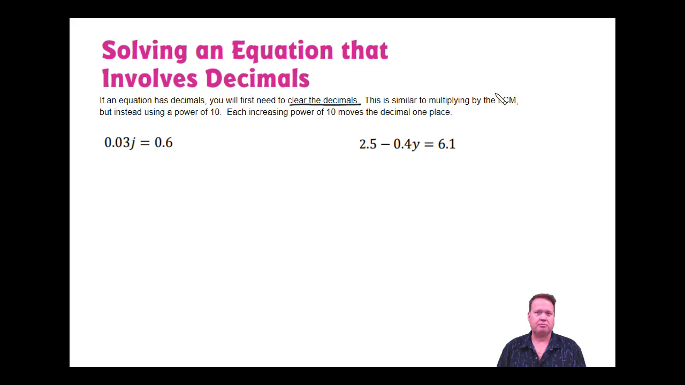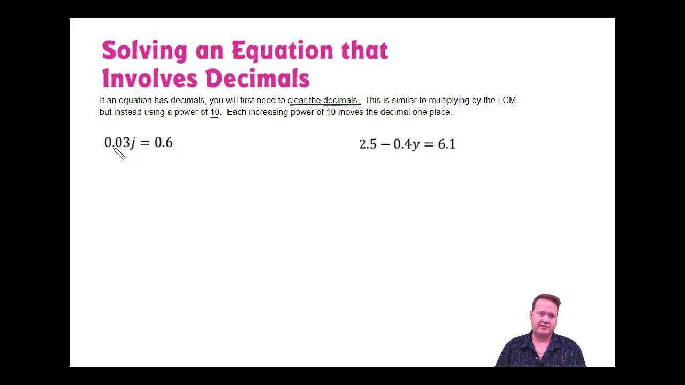It's kind of like multiplying by the lowest common multiple. Just remember that every decimal place is like multiplying by 10. Every time you move a decimal, it's like adjusting by a power of 10. So all we really have to do is count decimal places.